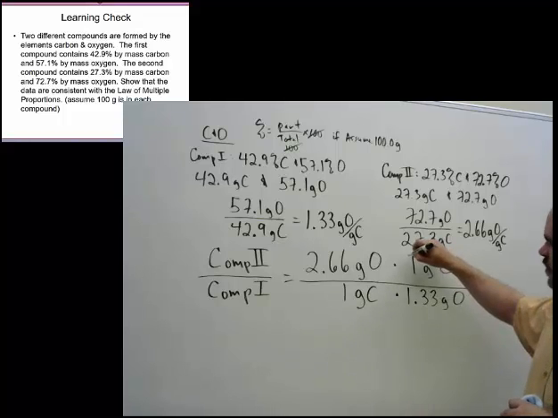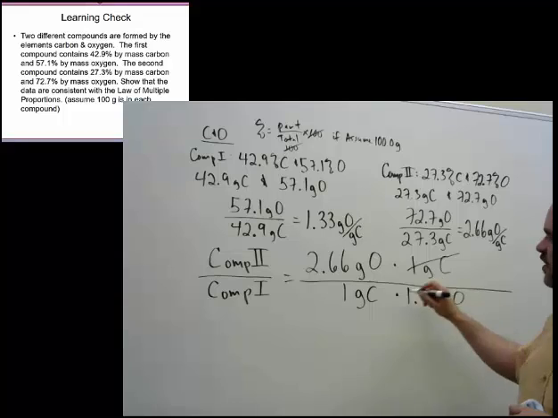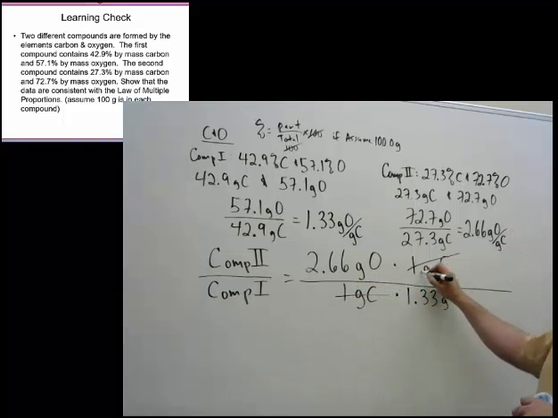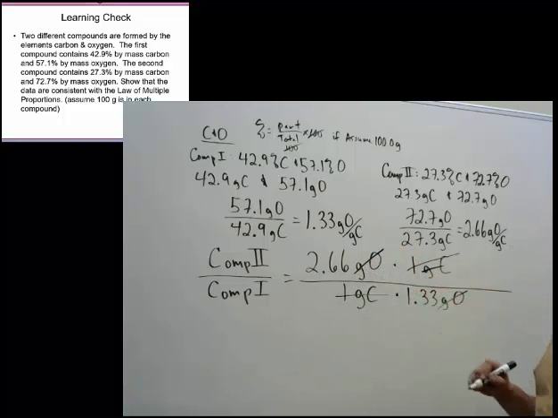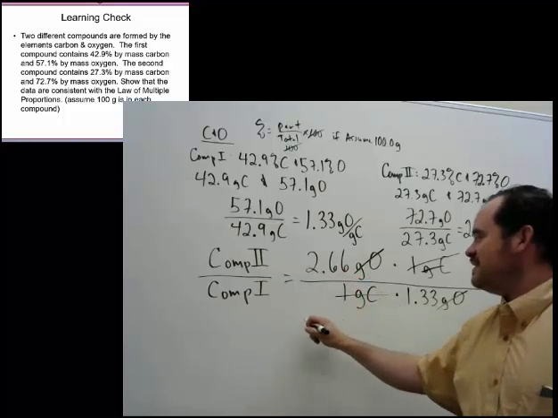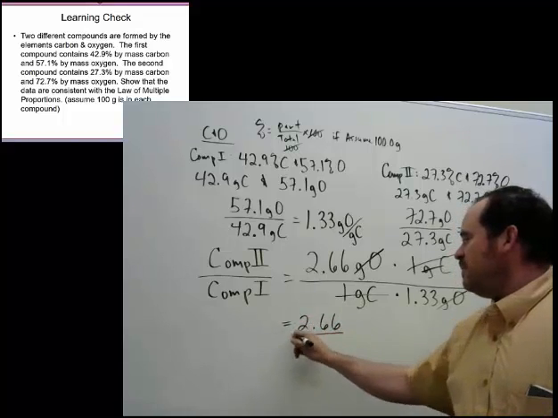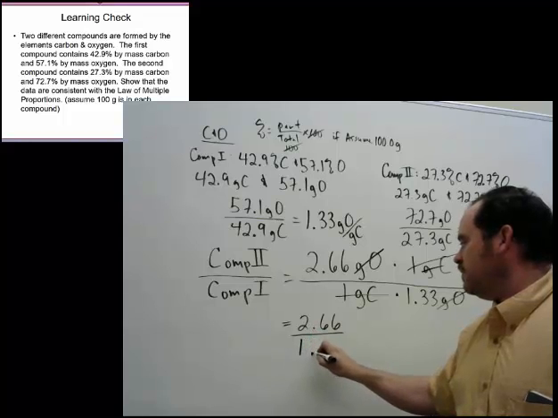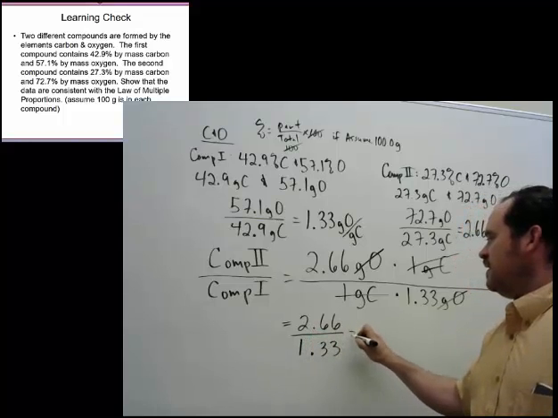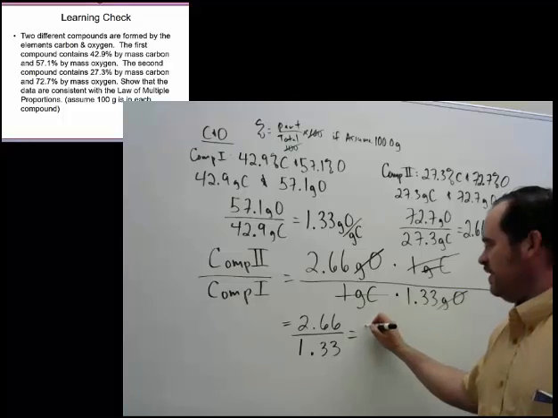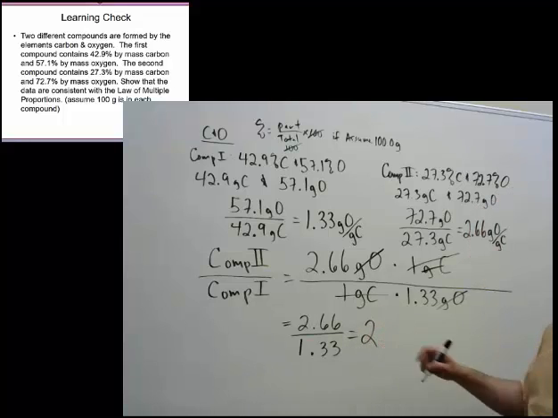Ready? So the units of grams of carbon cancel out with the 1 gram of carbon, so that's gone. We also have grams of oxygen. So that's gone. So the only thing we have now are just some numbers. Okay. So it's just 2.66 divided by 1.33. Now, when we put it in a calculator, the answer ends up being 2. So what does this mean exactly?